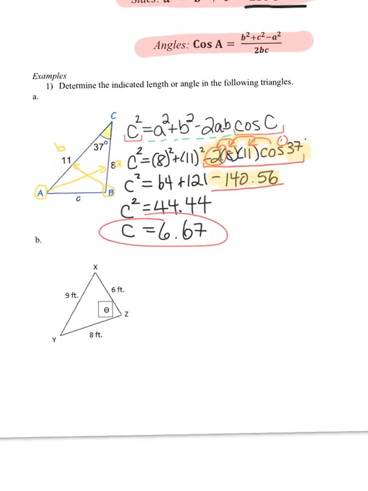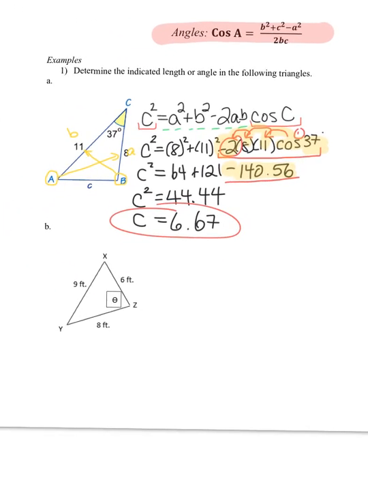Let's take a look at the second one. This time we're looking for angle Z. So we're asked to find our angle Z in the corner here. So that means side Z is going to be the 9. We have angle X at the top, so side X is at the bottom. Angle Y is on the left, so side Y is on the right.